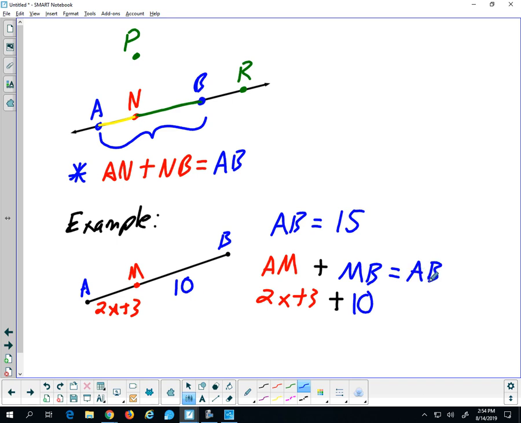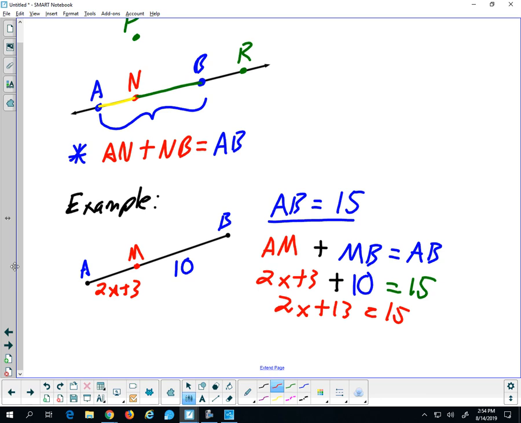So now we're going to substitute our values in. I know that AM is 2x plus 3. I know that MB is 10. And I'm told that AB up here is 15. All right, so now we can work this out. If I combine my 3 plus my 10, I have 2x plus 13 equals 15.